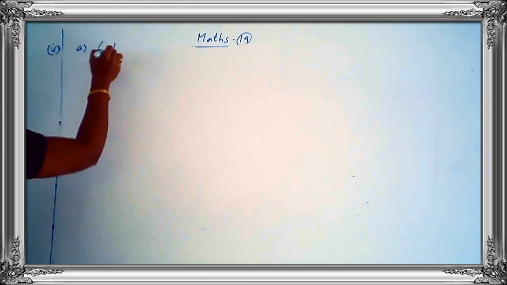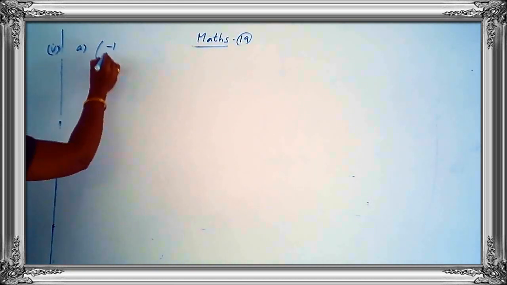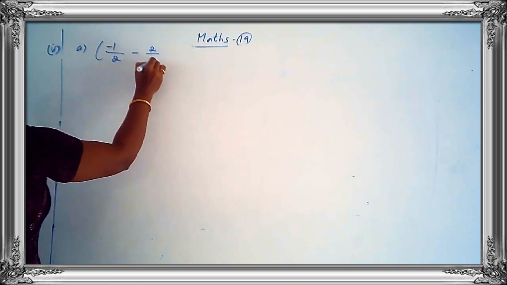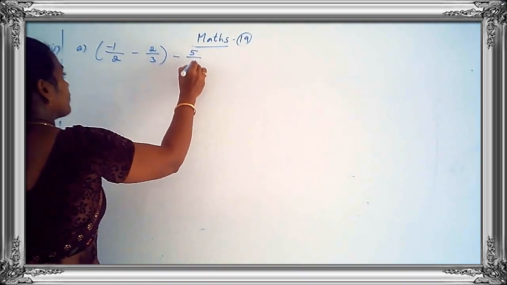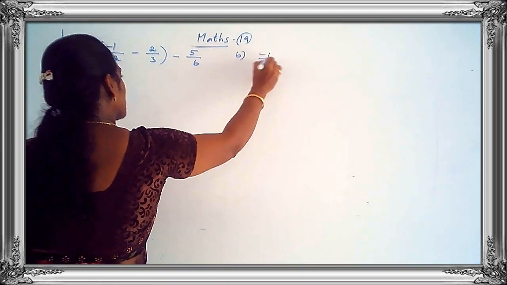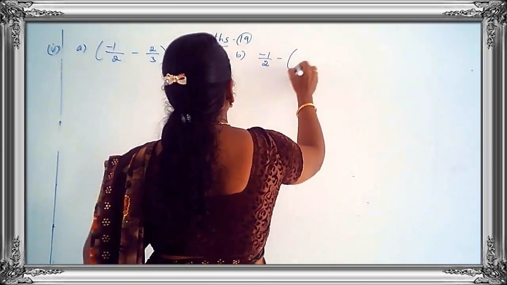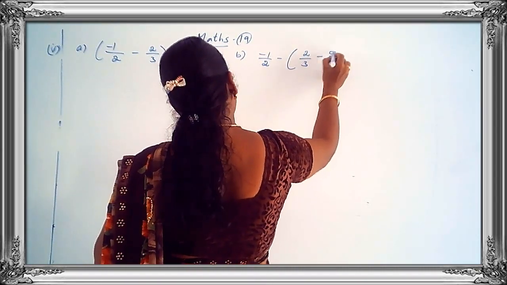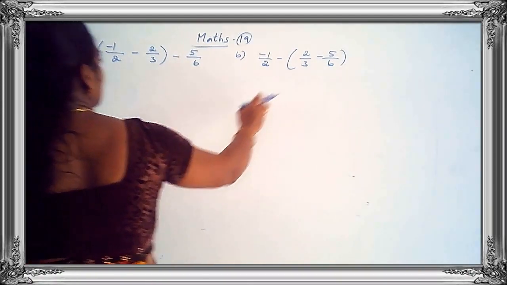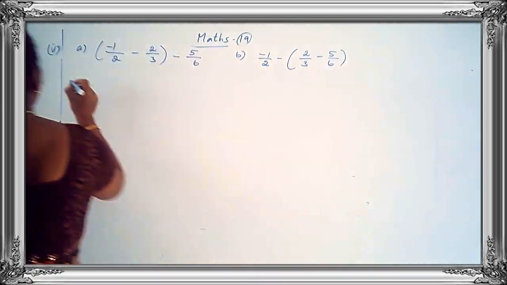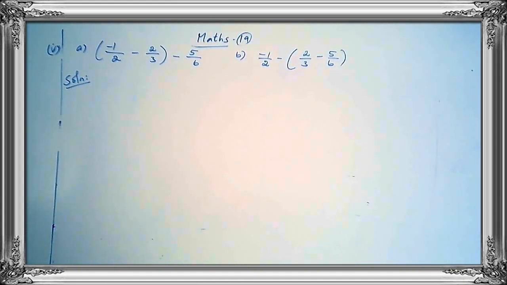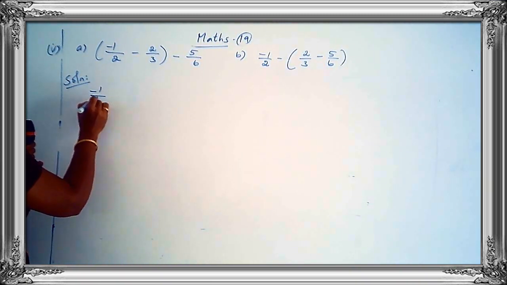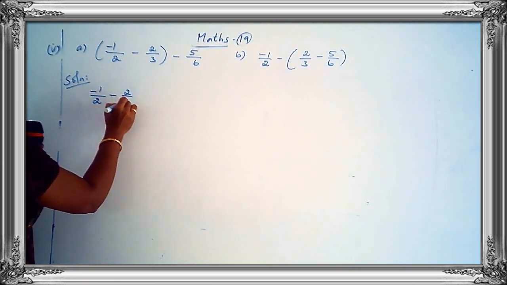A part is minus 1 upon 2 minus 2 upon 3 minus 5 upon 6. And B part is minus 1 upon 2 minus 2 upon 3 minus 5 upon 6. First of all, we have to find the value of A part answer. Okay, children? Clear? Yes. A part, what is there inside? Minus 1 upon 2 minus 2 upon 3.